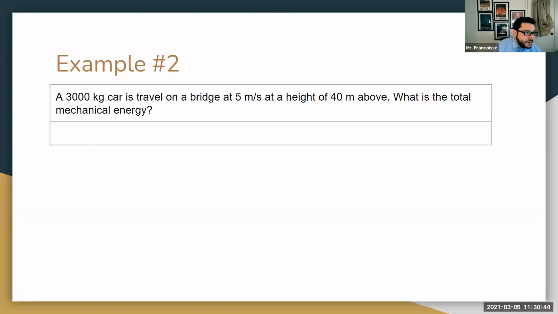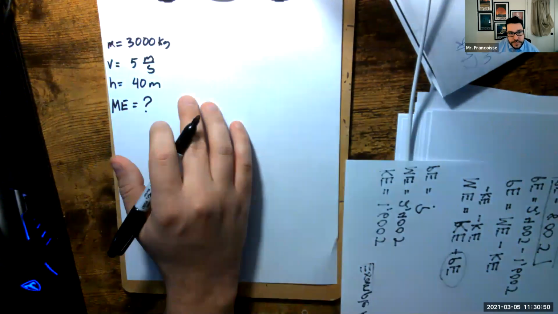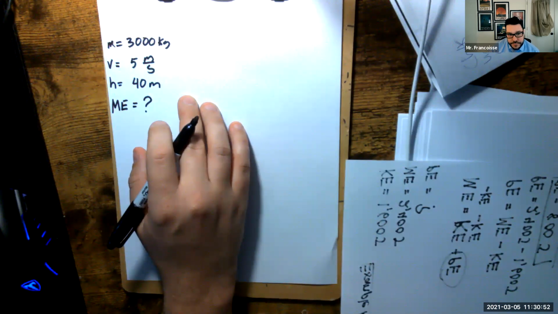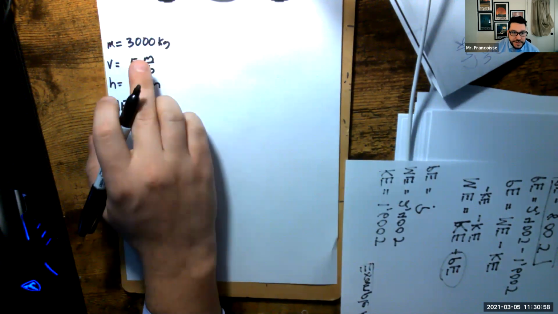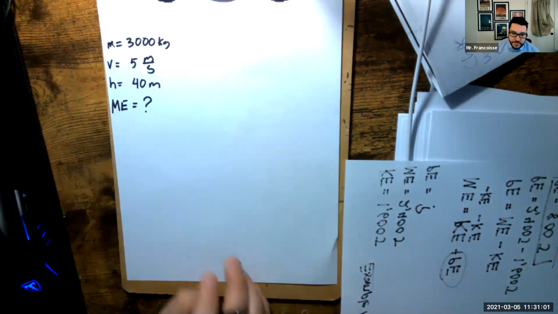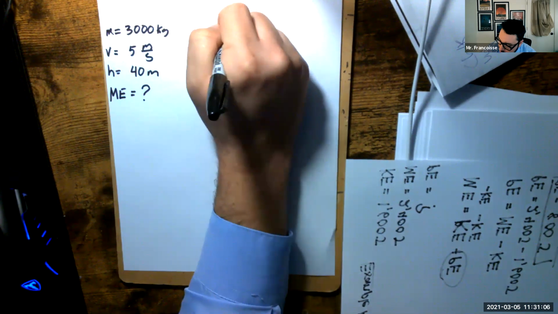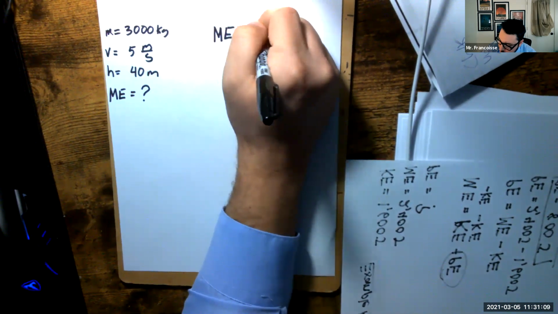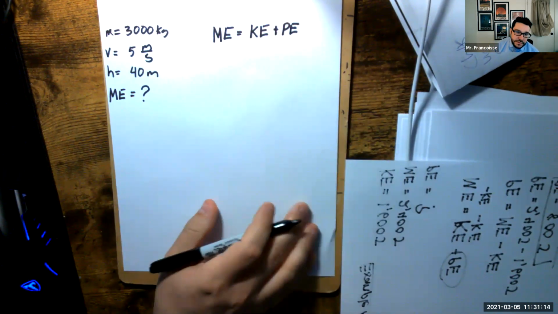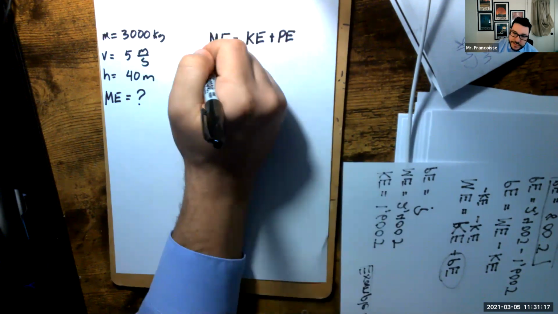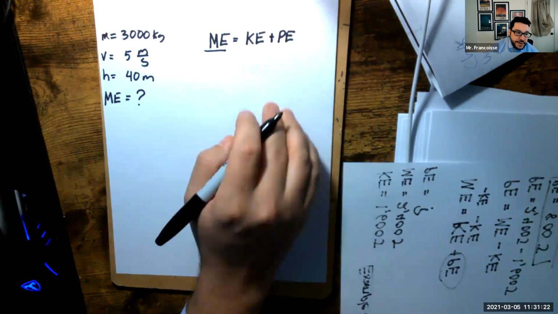So if we're to break down our problem, this is the info that we should be able to pull from here, right? So we want to find the mechanical energy. We know the mass, we know the velocity, we know the height. So we can look at our equation, right? Mechanical energy is equal to kinetic energy plus potential energy. So if we want to find mechanical energy, we're going to have to find kinetic and then find potential and add those two together.